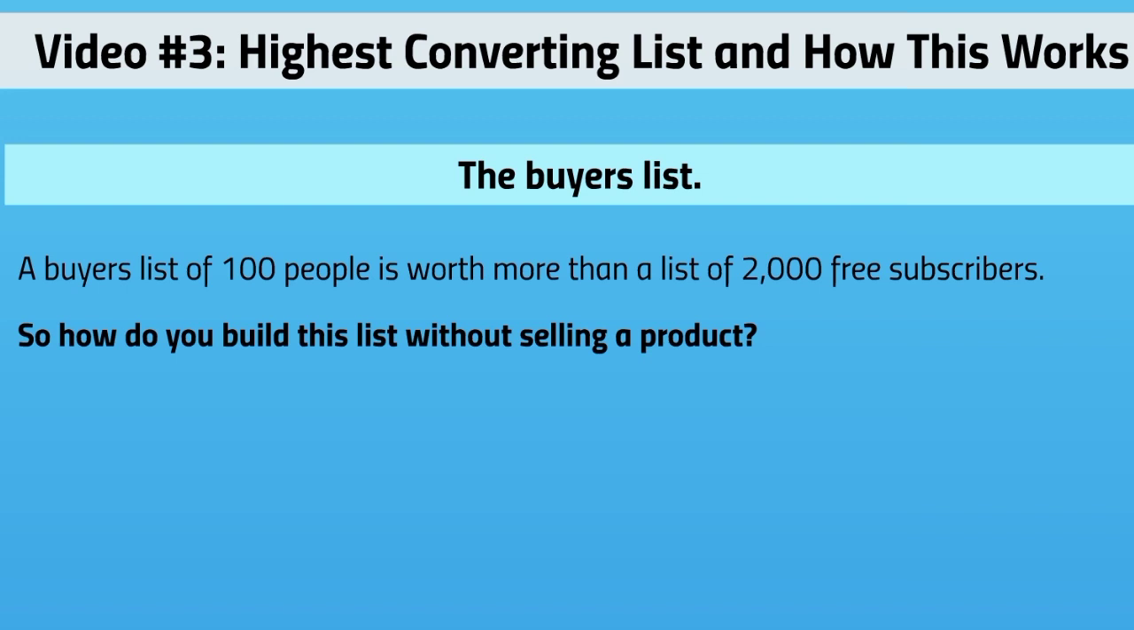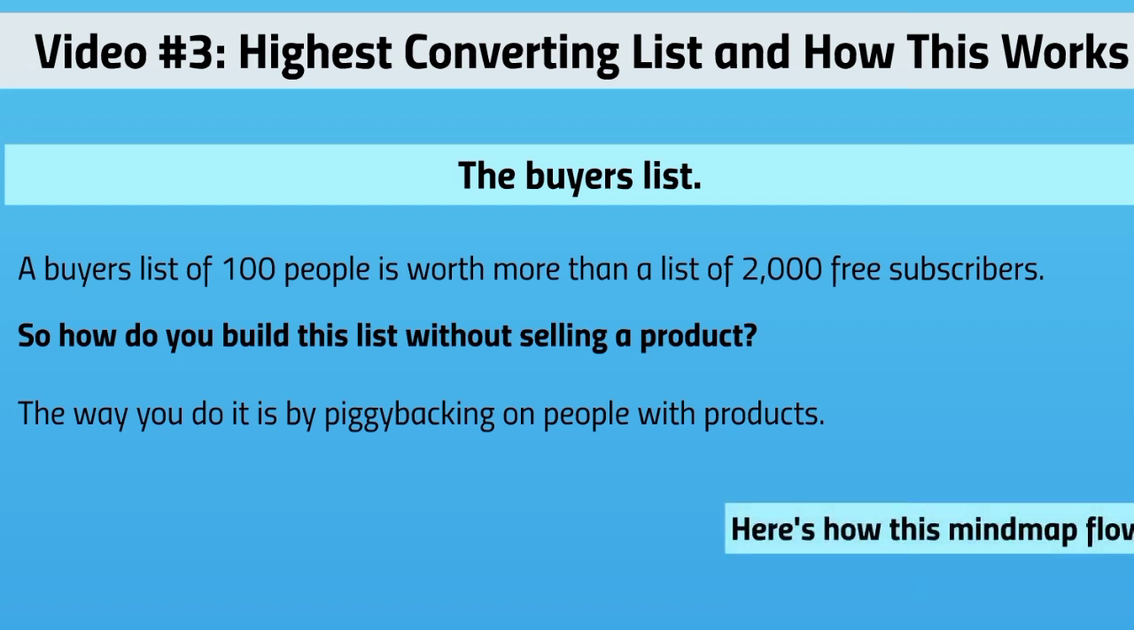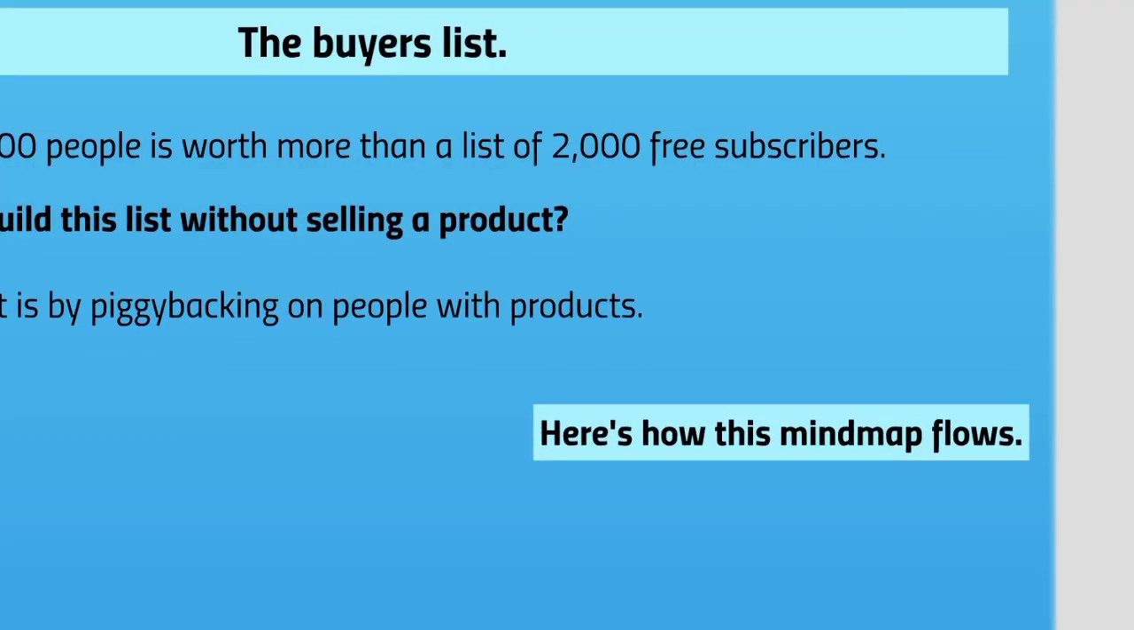So how do you build a list without selling a product? That doesn't really make sense, does it? But after I show you, this will definitely make more sense. The way you do this is by piggybacking on people with products, so vendors. And here's how this mind map flows. Basically, somebody purchases a product from a vendor, and I'll give you an example in just a minute. They purchase that product and it's not you or anything. It's a vendor. And you've worked out a deal with that vendor who is selling something very specific.